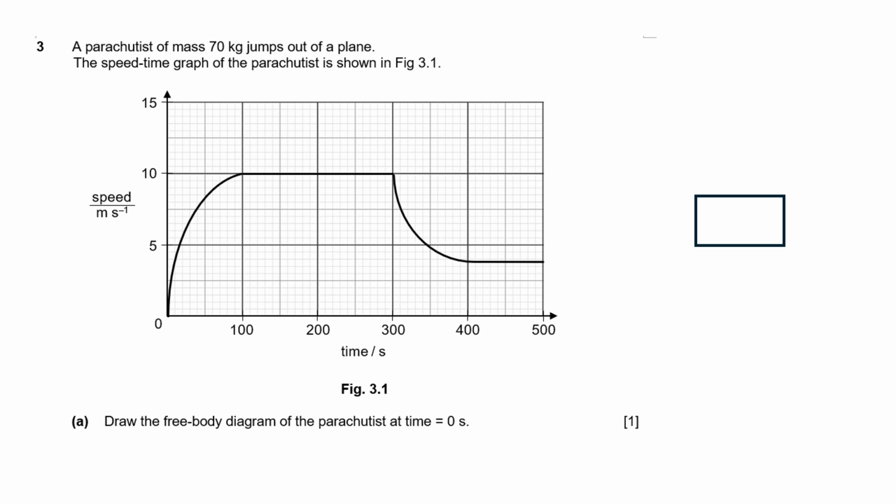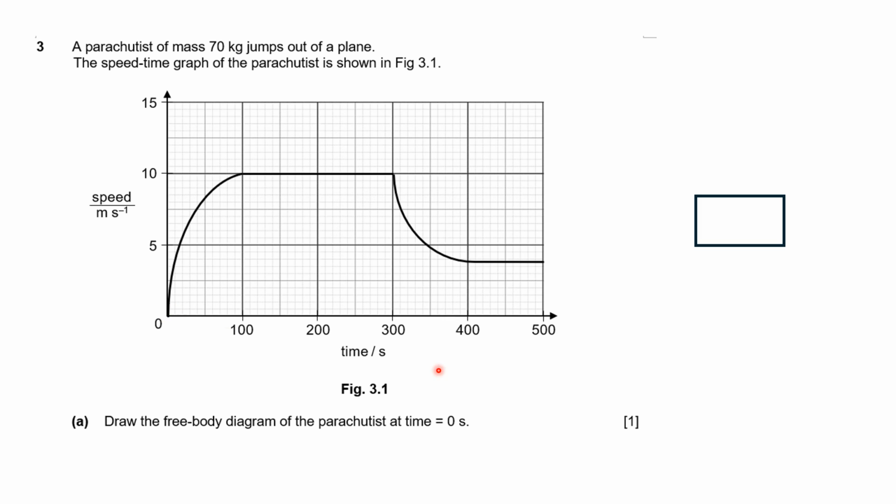Question 3. A parachutist of mass 70 kilograms jumps out of a plane, and we've got a speed time graph. The question asks you to draw the free body diagram at t equals 0. So at t equals 0 is just as the parachutist jumps out.